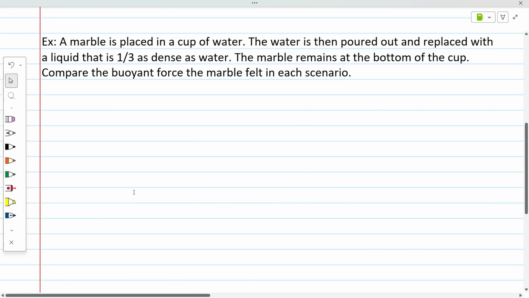So a marble is placed in a cup of water. The water is then poured out and replaced with a liquid that is 1/3 as dense as the water. The marble remains at the bottom of the cup. Compare the buoyant forces felt by the marble in each scenario.